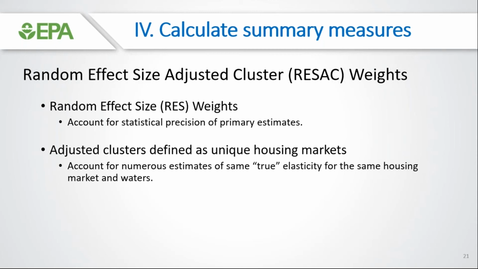In addition, we weight more precise estimates. In our study, the weights are based on the random effect size, which takes into account the variance of the estimate. I won't go into detail, but we described this approach and why we chose it more in our paper. Next slide.